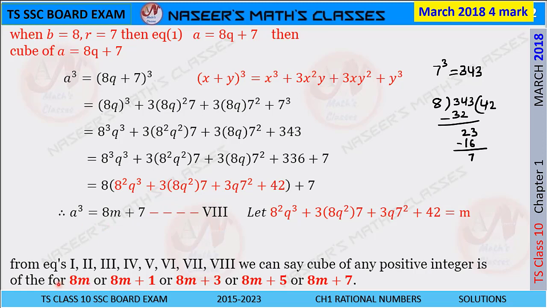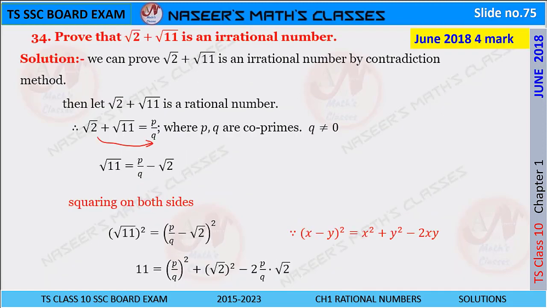From equations 1, 2, 3, 4, 5, 6, 7, 8, we can say the cube of any positive integer is in the form of 8m or 8m plus 1 or 8m plus 3 or 8m plus 5 or 8m plus 7. Hence proved. Going to the 734th problem.